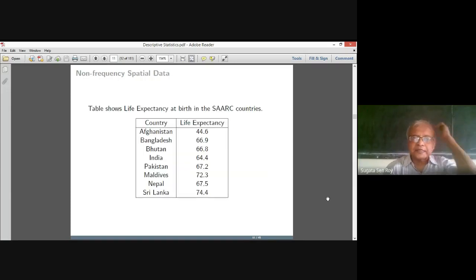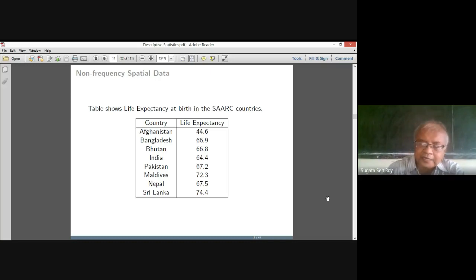Maybe I'll just skip this, but if you look at non-frequency spatial data, it's something like this. I'm looking at a table showing life expectancy at birth in the South Asian countries. Okay, so life expectancy at birth in Afghanistan is 44.6 years, so they don't live very long because of the war or whatever the reasons are. You can see that it's very high in Sri Lanka, it's 74.4, in Maldives it's 72.3, etc. So this is non-frequency data. For each observation or for each country, I have got one single value.